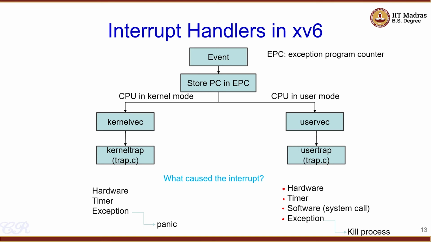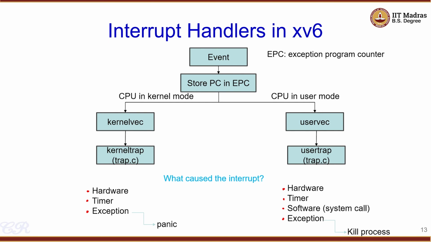On the other hand, if the processor was in supervisor mode and an event occurred, the event could be due to hardware, like the external keyboard. It could be a timer, or it could be an exception, like the divide by zero. Now, in this case, we essentially panic, in the sense that this is a problem. This is an exception that occurred while the kernel is executing, and there's no way we can recover from this, and therefore we panic, meaning we halt the kernel and don't go further.